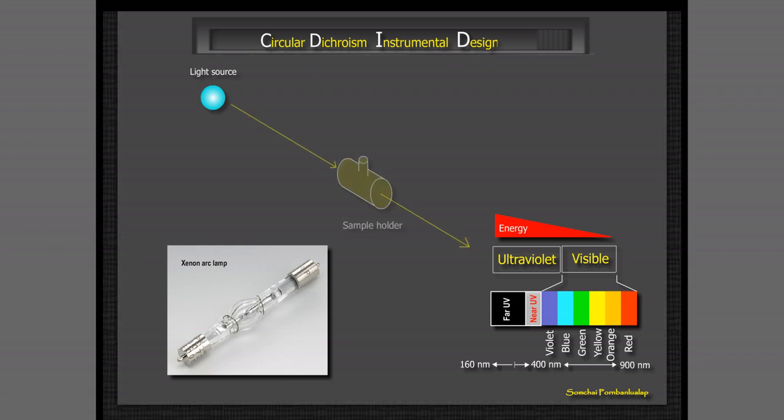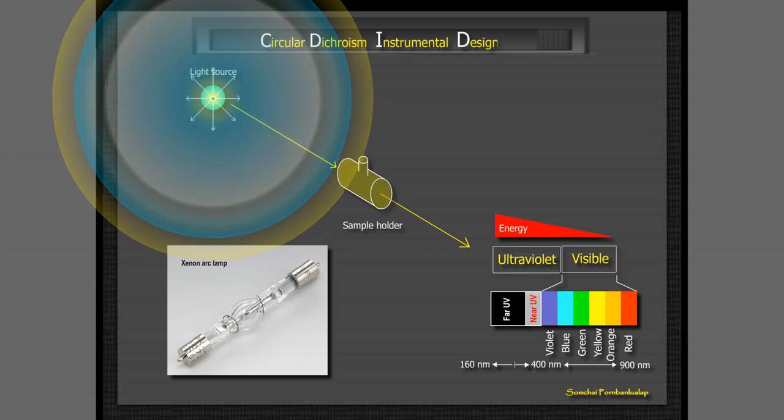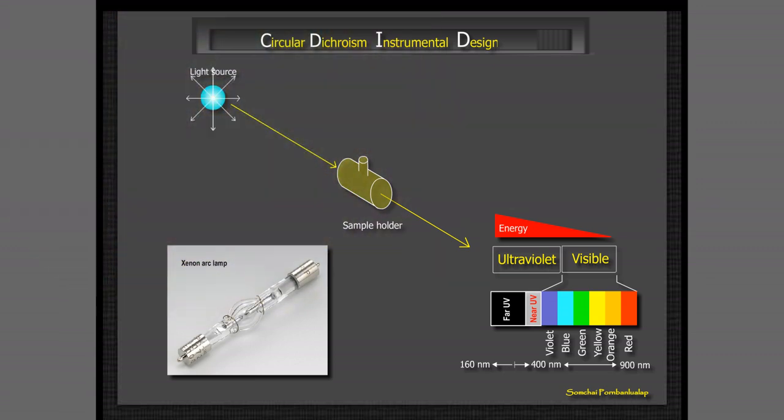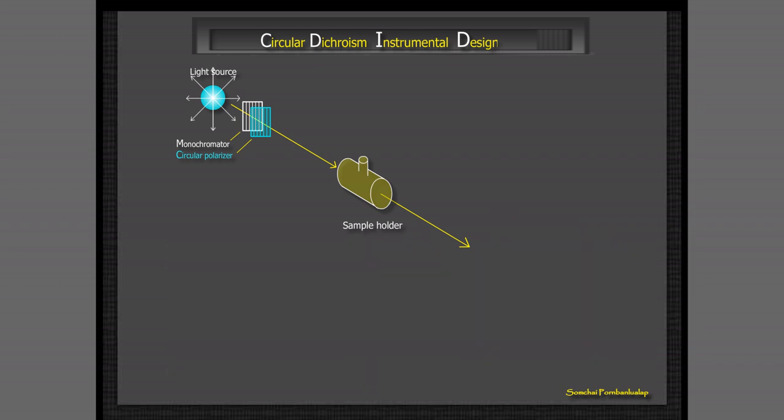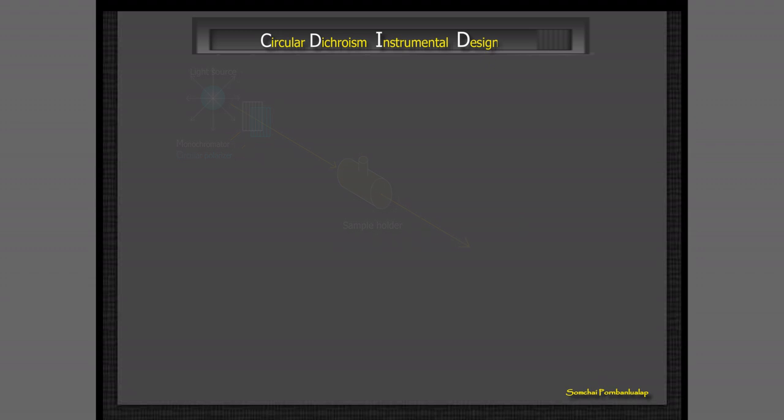Because the radiation emitted from a xenon arc lamp consists of non-polarized light with continuous wavelengths from 160 to 900 nanometers, a monochromator is used to filter out the unwanted wavelengths. In addition, because the radiation emitted from a xenon arc lamp contains non-polarized electric fields, a CD spectrometer also includes a circular polarizer. Method of generating circularly polarized light.